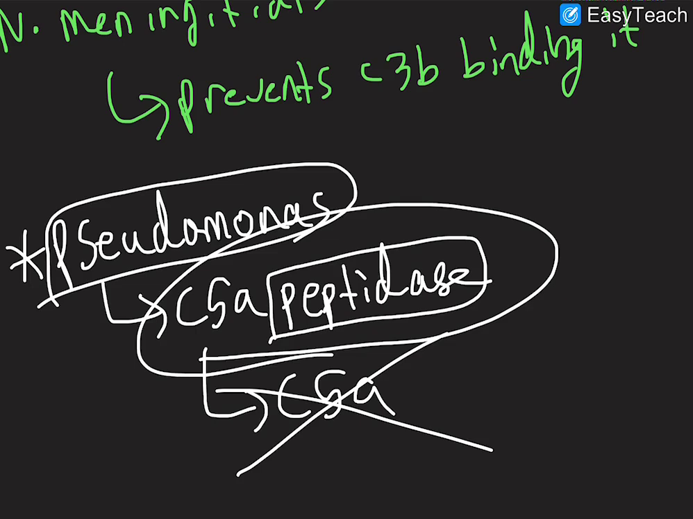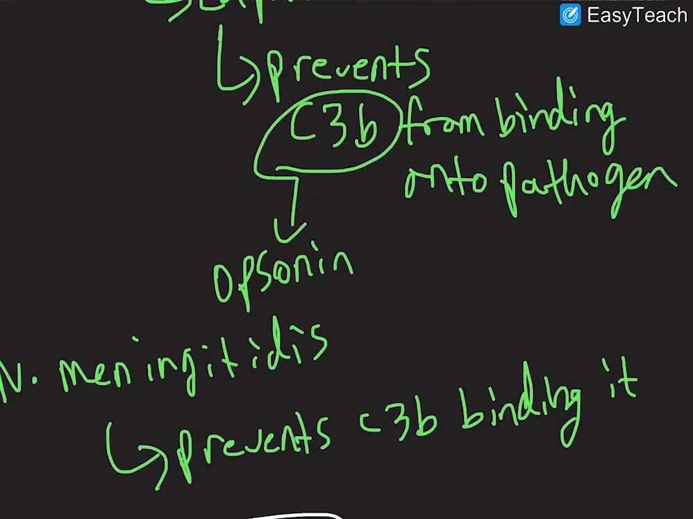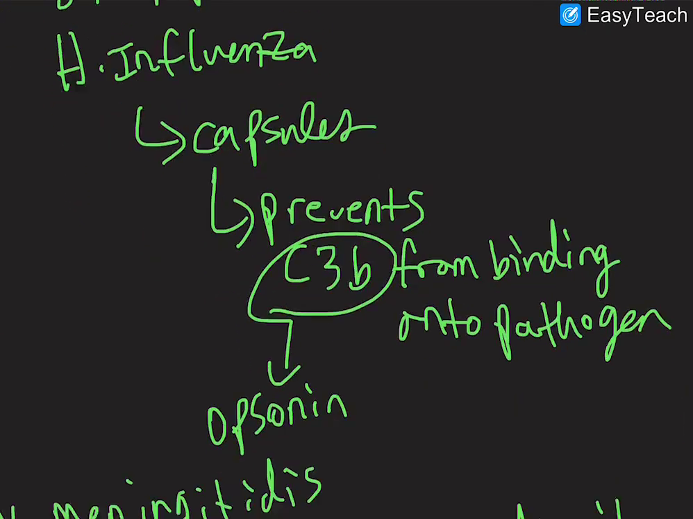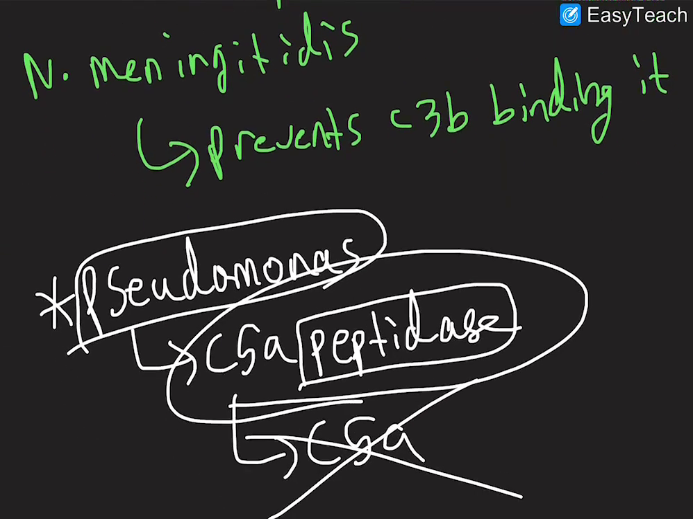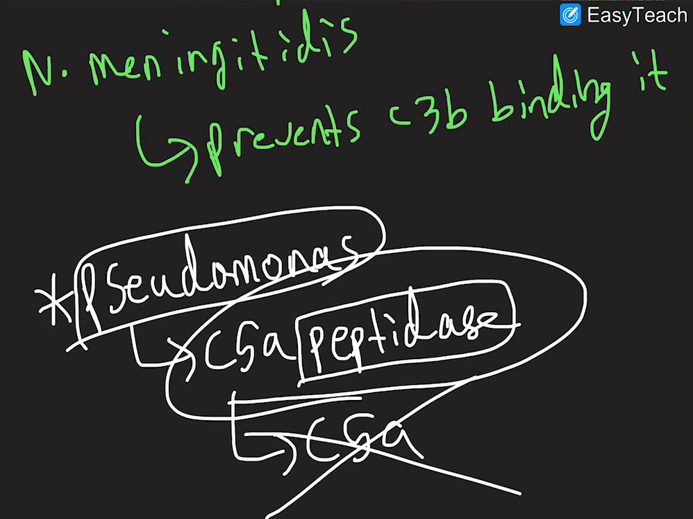Okay. So remember we said group A strep also had the ability to evade the immune system by binding onto factor H. Remember, we said that Streptococcus pyogenes, or group A strep, has that M protein we were talking about, which can bind to factor H, leading to decreased C3 convertase formation.